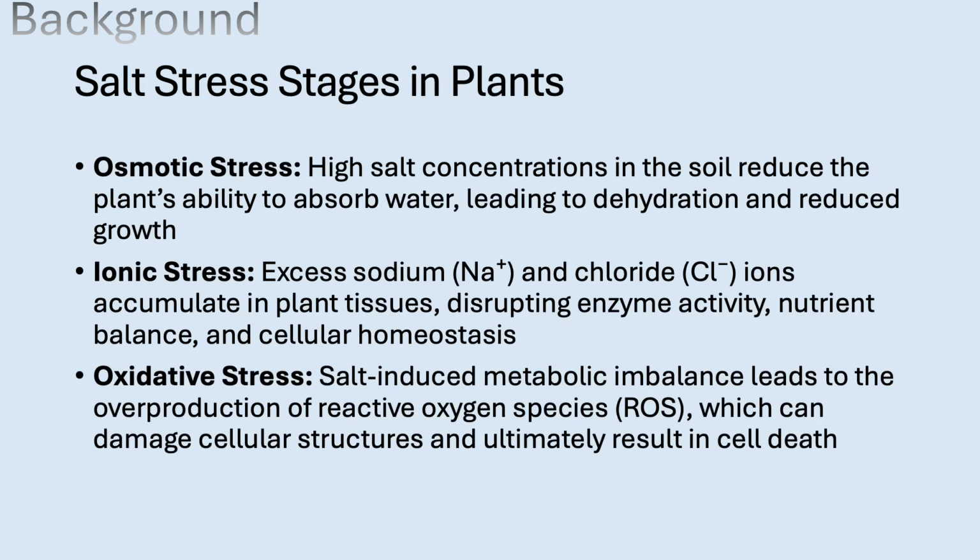This reduced plant vigor is the result of salt stresses. There is osmotic stress, where the plant roots have difficulty pulling water from soil. This progresses to ionic stress, where ions have entered plant tissues and disrupt cellular function. This can progress all the way to oxidative stress, where these disruptions cause overproduction of reactive oxygen species, damaging cell structures, and can go as far as cell death.